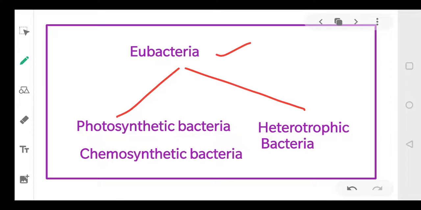Coming to the eubacteria. As I told you, eubacteria are the true bacteria. Eubacteria means true bacteria. Now they can be of three basic types. One is photosynthetic bacteria, chemosynthetic bacteria, and third is heterotrophic bacteria. Okay, dear students, now let's take up each category separately.